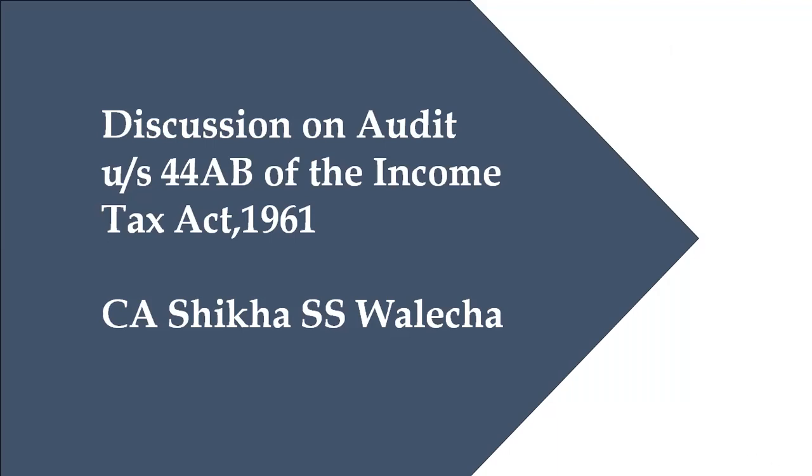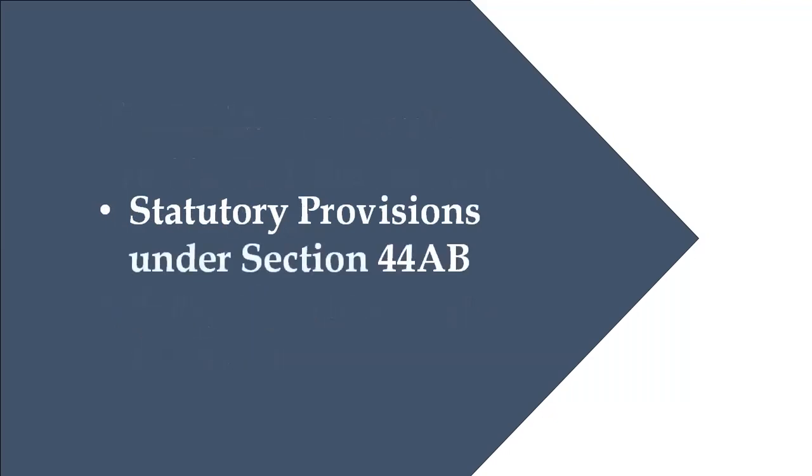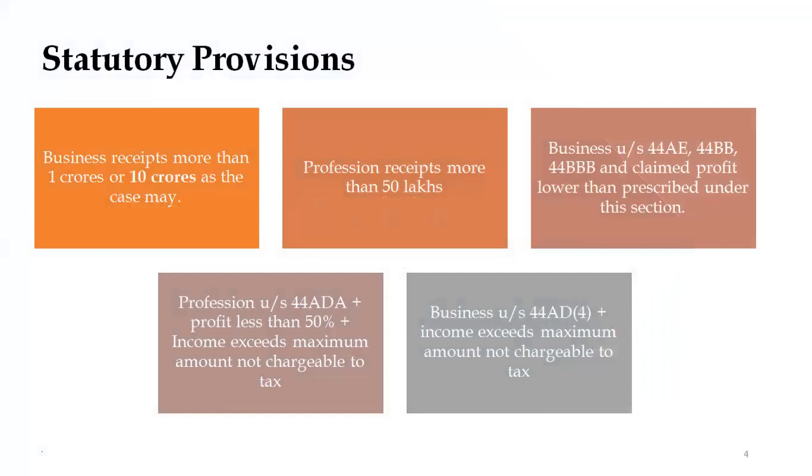So here we are going to discuss two things: the statutory provisions of section 44AB and the key points on the tax audit form. Starting with the statutory provisions under section 44AB. Section 44AB provides 5 clauses for the tax audit. It means if an assessee falls in any of the 5 clauses, then the assessee is required to get his accounts audited.